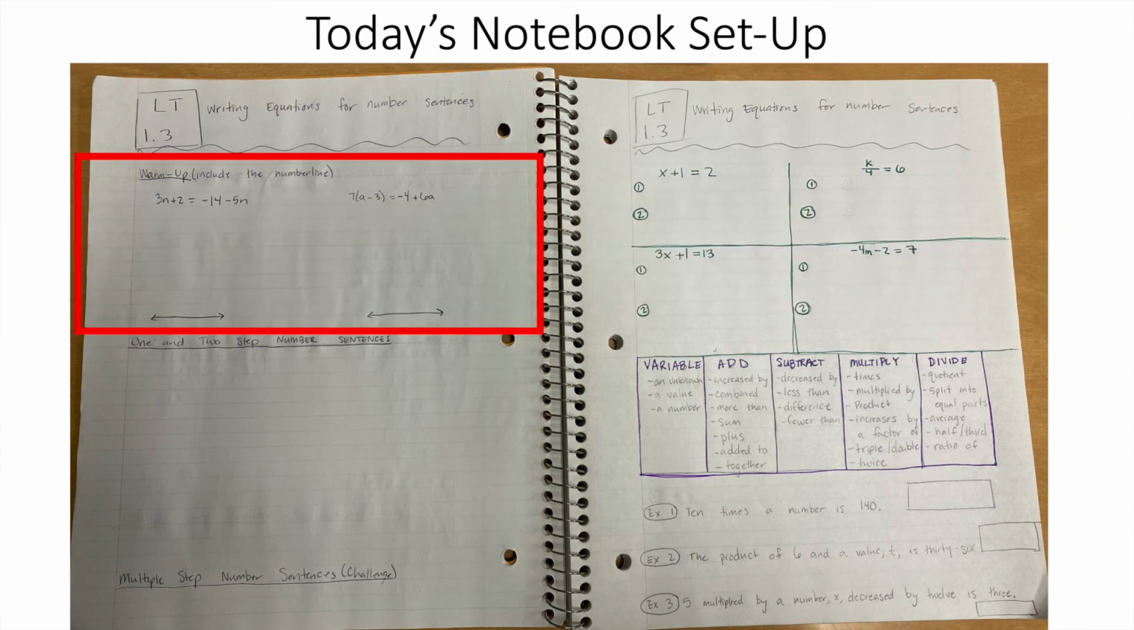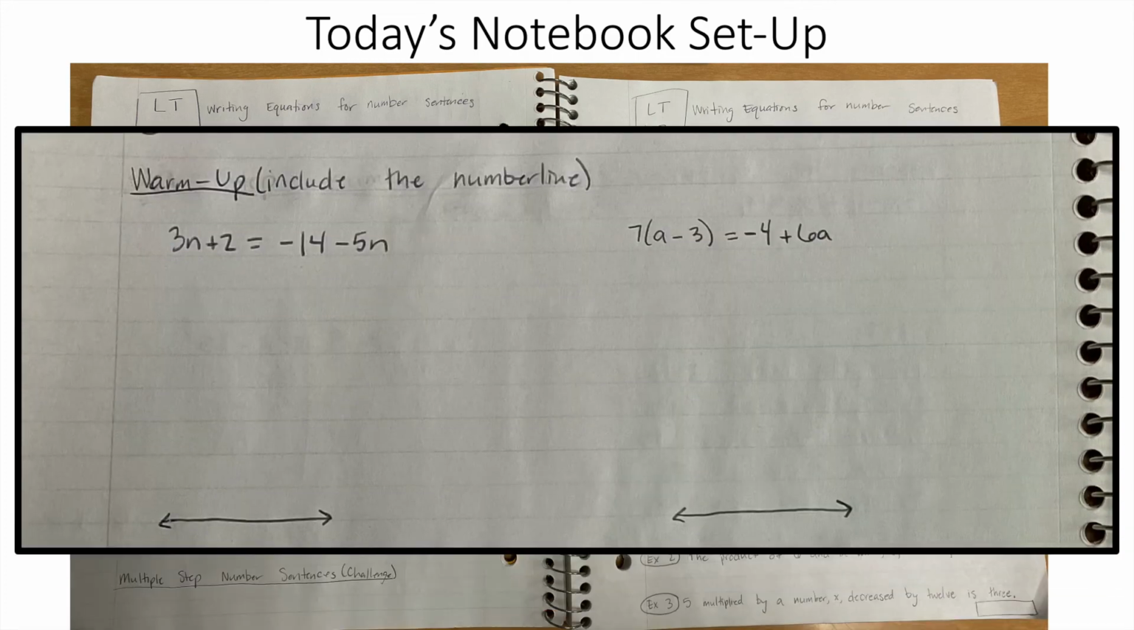Now let's go ahead and set up our warm-up section. This is going to be on the left side of our notebook. So we're going to put warm-up, we're going to skip a line, we're going to write those two equations, or they're both equations actually, lucky you guys. And then you don't have to skip the exact number, but once you've done the warm-up, underneath of it, don't forget to write your solution in a number line. If you need more time to write those two equations down, pause the video now.